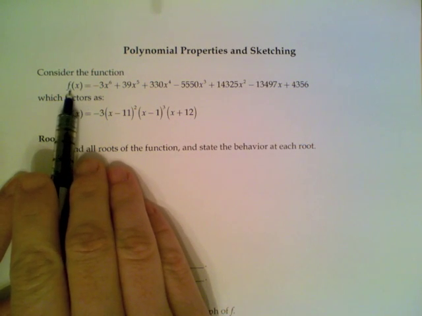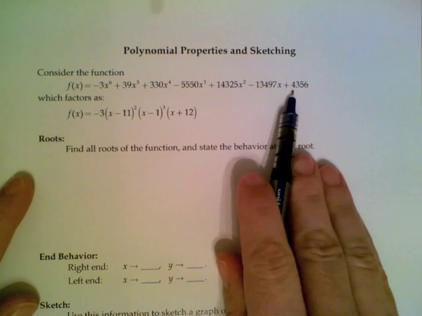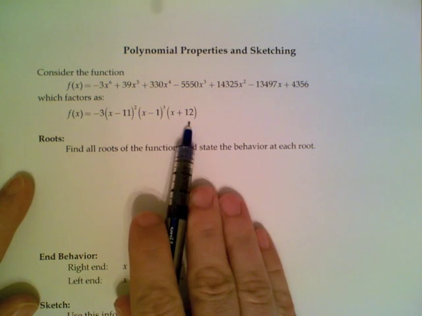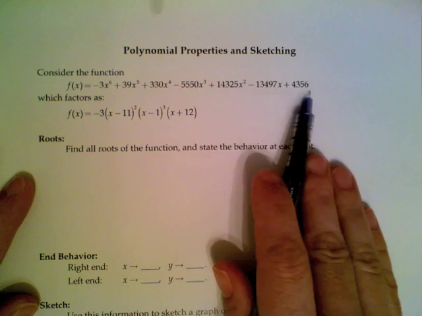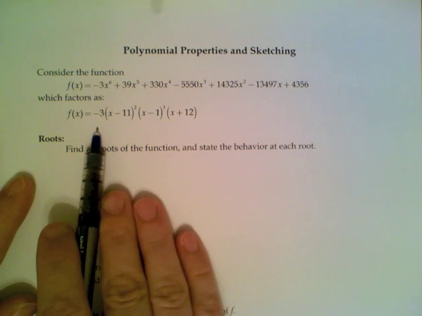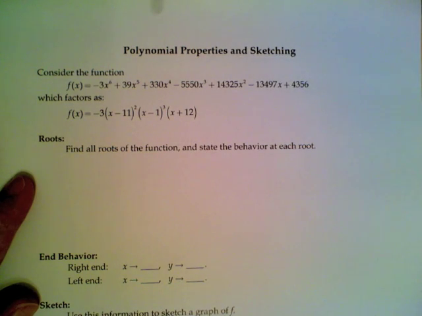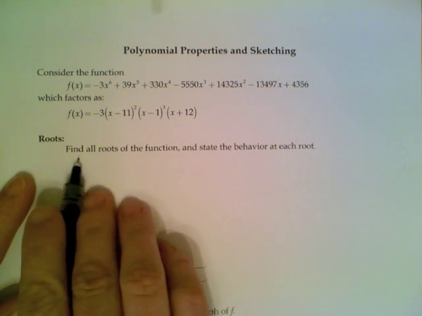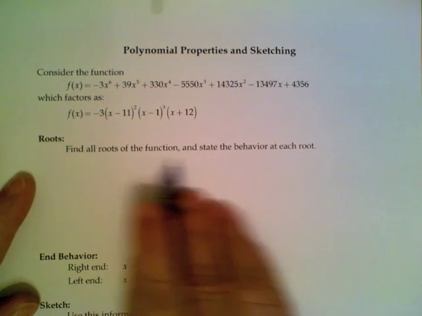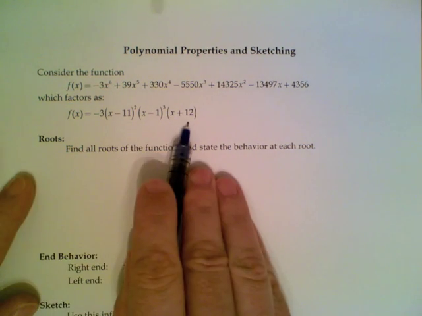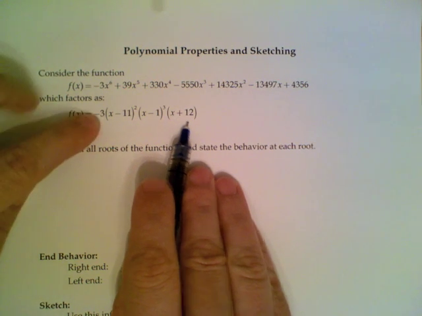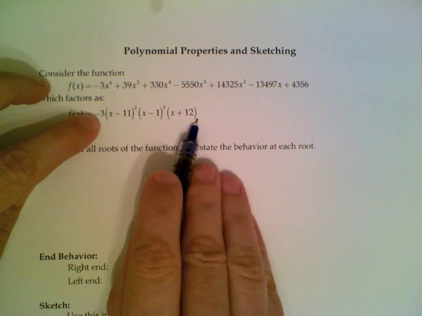Notice that I have given you both the function in standard form and in factored form. Both forms are useful for different things. And here I'm not interested in whether you are able to factor this polynomial. I want to see what you can do with it when it is factored for you. So I want to find all roots of the function and state the behavior at each root. The factored form is going to be more useful for finding the roots. I set each factor equal to 0.